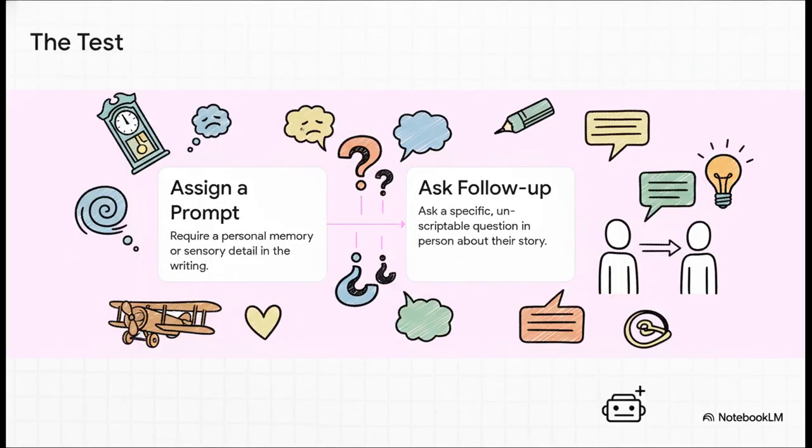And this weakness leads us to a really simple, powerful test. Step 1, assign a prompt that needs a personal memory. Ask about a specific smell from their childhood kitchen, or a time they felt super embarrassed.